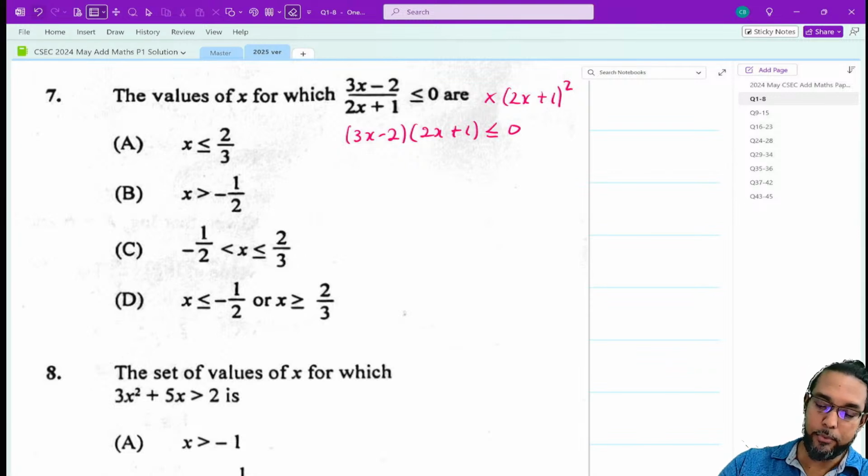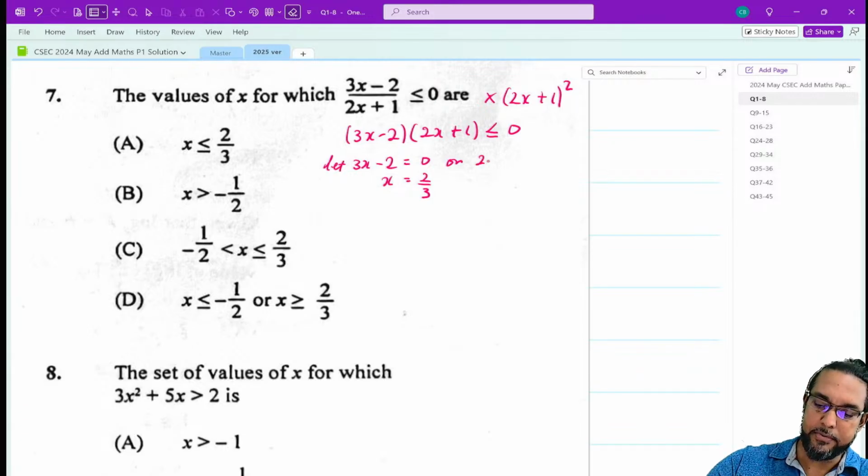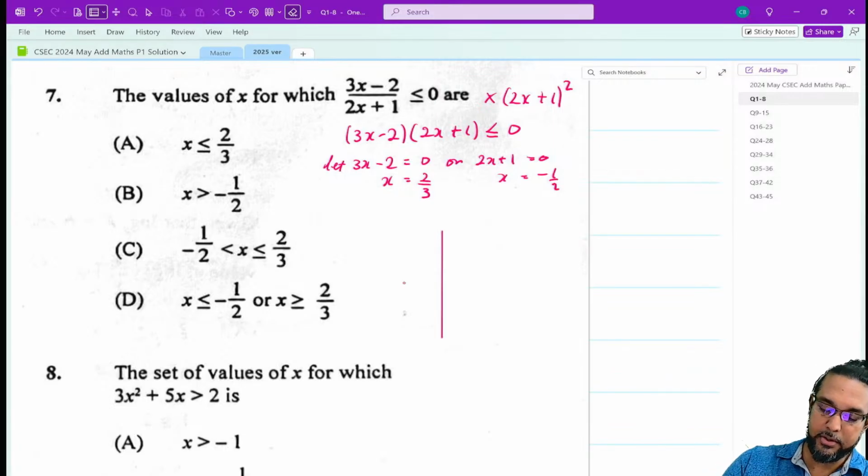Now what we do is we let each of these equal to 0 just to find the values of x that we want to start with. So in this case you're going to carry over the 2 then divide by 3. And then the next one you have 2x plus 1 equal to 0, in which case x is equal to minus a half.